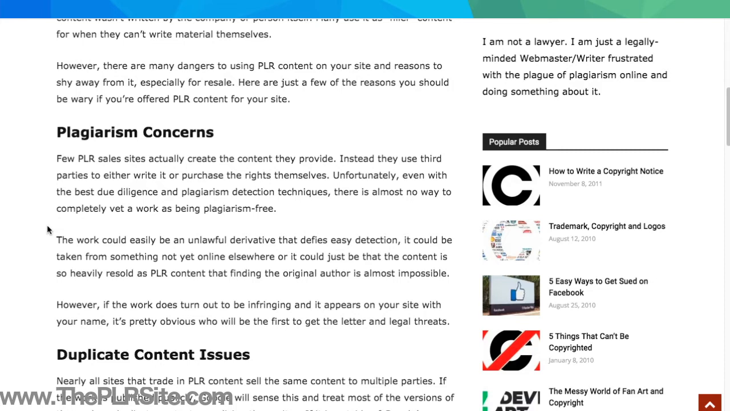Okay, but that applies to almost any work not done by yourself, not verified by yourself. The work could easily be an unlawful derivative that defies easy detection. It could be taken from something not yet online elsewhere, or it could just be that the content is so heavily resold as PLR content that finding the original author is almost impossible. Those are risks. Those are just the risks.